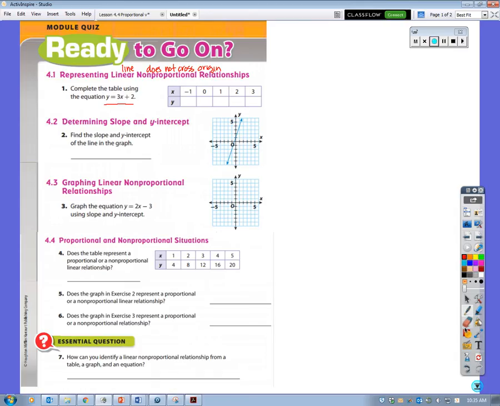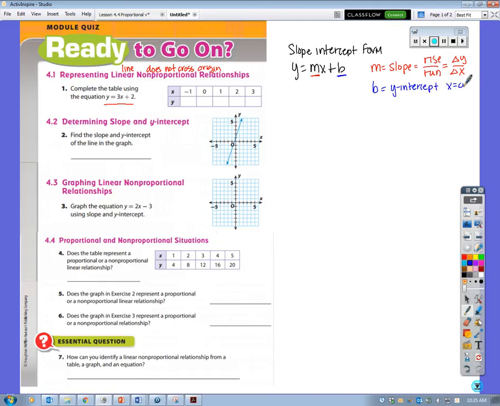Let's take a look at that equation and compare it to our slope-intercept form. This is y equals mx plus b, slope-intercept form. M represents slope, b represents y-intercept. M is our rise over run, or our change in y over our change in x. And b is our y-intercept, which is the value y equals when x equals 0. We can think about that as our starting point on a graph, and we can think of our slope as how we move on a graph, or our rate of change.